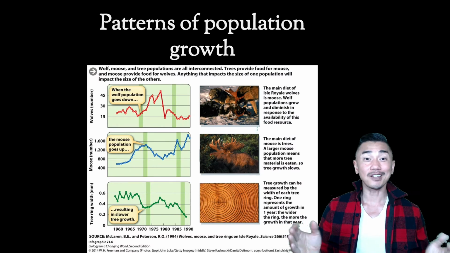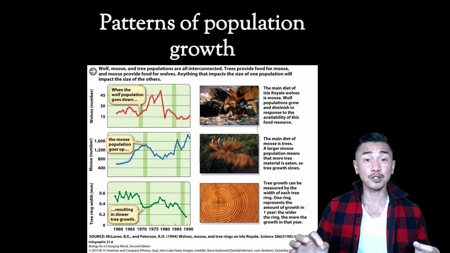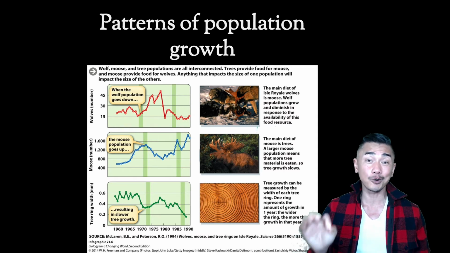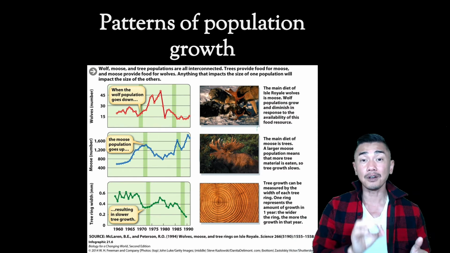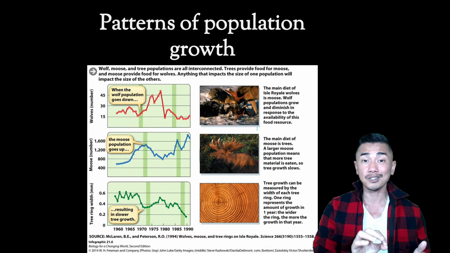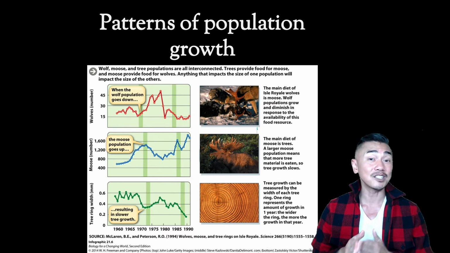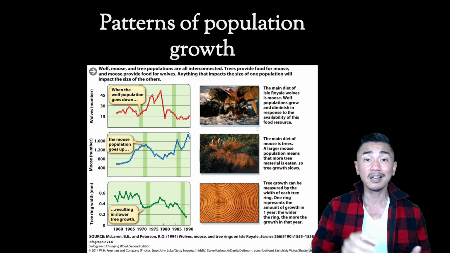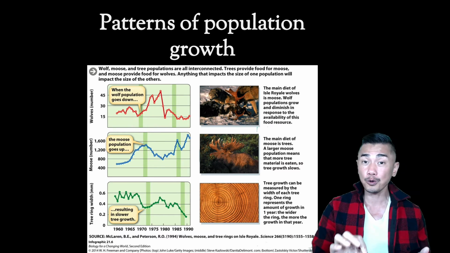This infographic highlights some of the interconnections between the wolf, moose, and tree populations on Isle Royale. Moose feed on the twigs, bark, and leaves of trees on the island, and as a result, the moose population is very closely tied to tree health and tree growth there.